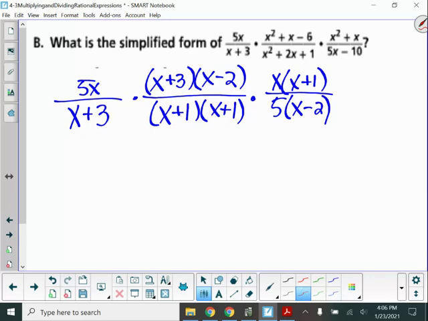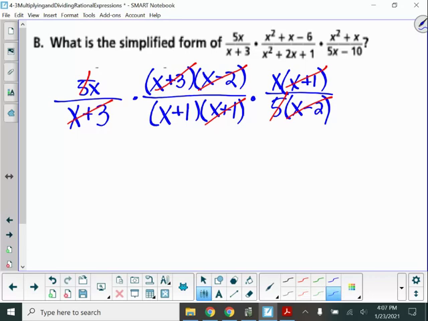And now I can go through and cross out things. Again, I can reduce top to bottom, and I can reduce diagonally. So one of the things that I see that's the same is the x plus 3. So that's gone. I also have an x minus 2 I can get rid of, and an x plus 1. Now I can't get rid of both of the x plus 1s in the bottom because I only have 1 in the top. There's one more thing we can get rid of, and that's the 5. The 5x is really a 5 times an x, so you can actually separate that 5 and reduce it with the 5 that's on the bottom.